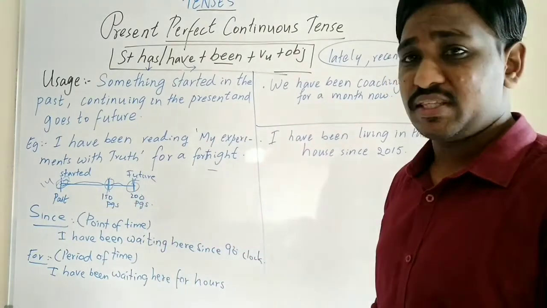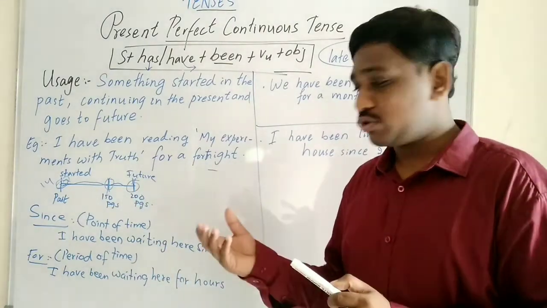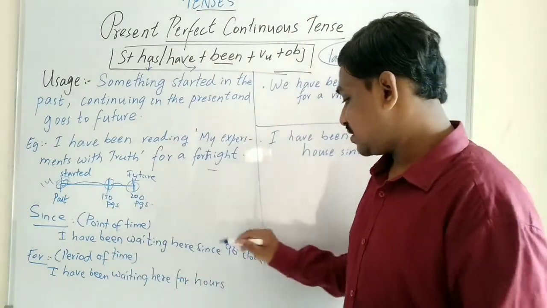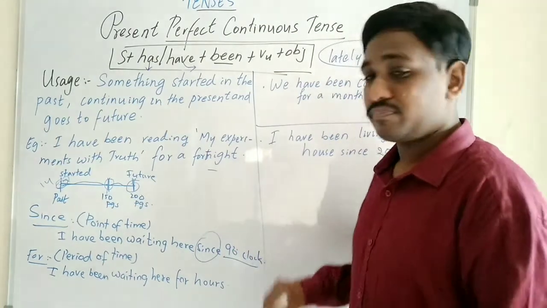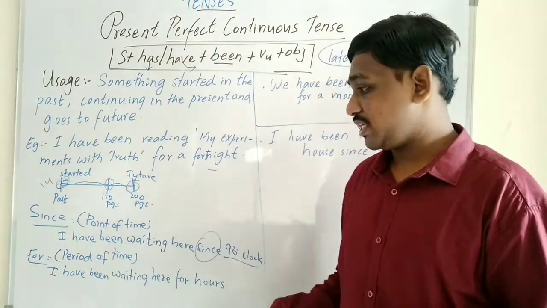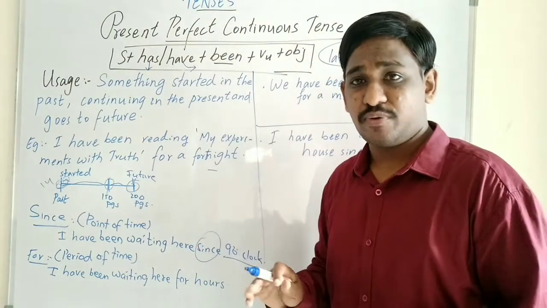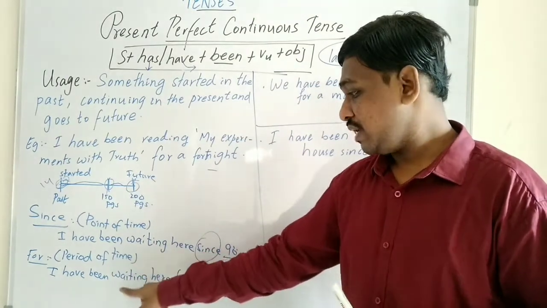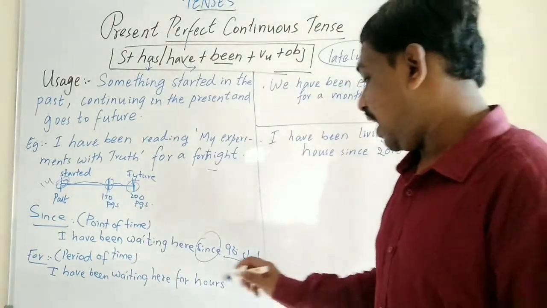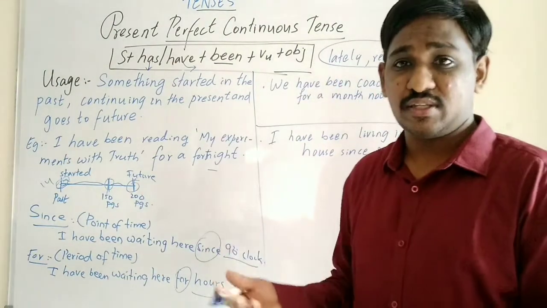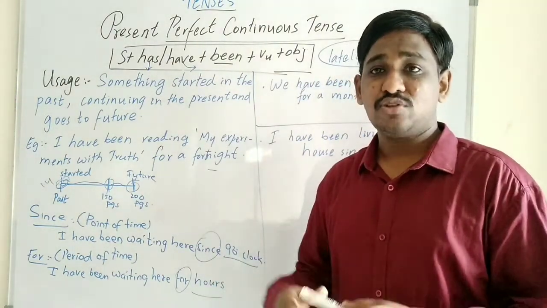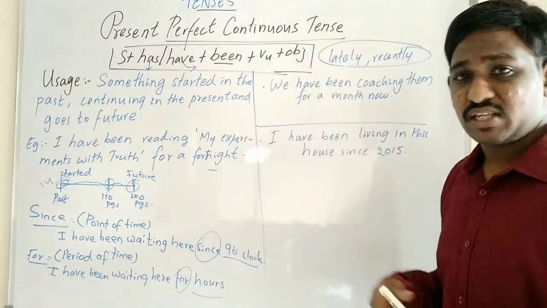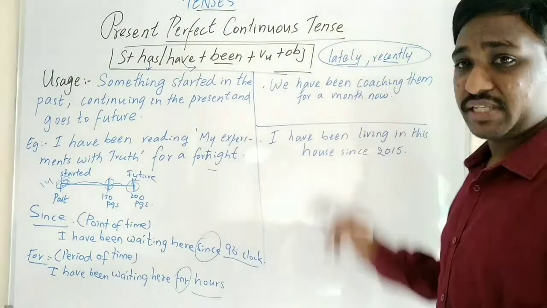And common words we find in this are since and for. Since we use when we refer to a point of time. So I have been waiting here since 9 o'clock. Since 9, I have been waiting. So these words are quite evident in present perfect continuous tense. For, you use for a period of time. I have been waiting here for hours. You did not tell how many hours? For hours. Maybe 1 hour or 2 hours. So common words along with since and for are lately and recently.